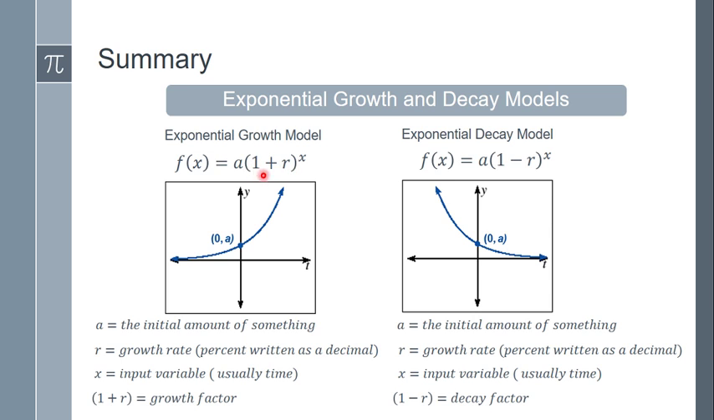If we add a positive number to 1, it's going to be bigger than 1, and we're going to get growth. And then the decay factor is 1 minus some percent, written as a decimal, which should end up being a number between 0 and 1 again. And since that number would be less than 1, when we raise that to a power, it gets smaller. So that concludes today's lesson.